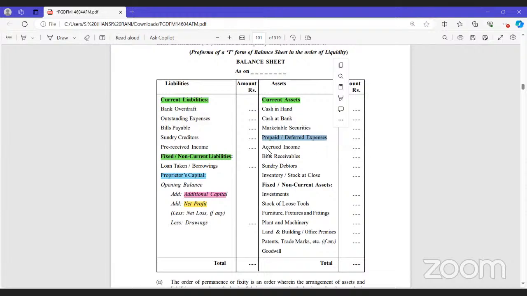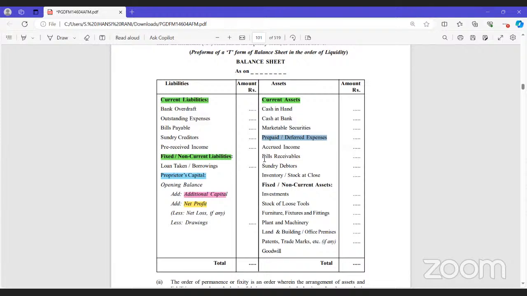Prepaid expenses. Next, accrued income. Income which has yet to be received. The income which has not yet been received but has to be received is called accrued income. It is also a current asset. Next, bills receivable. The amount which is receivable through bills, and mostly it arises because of sundry debtors.